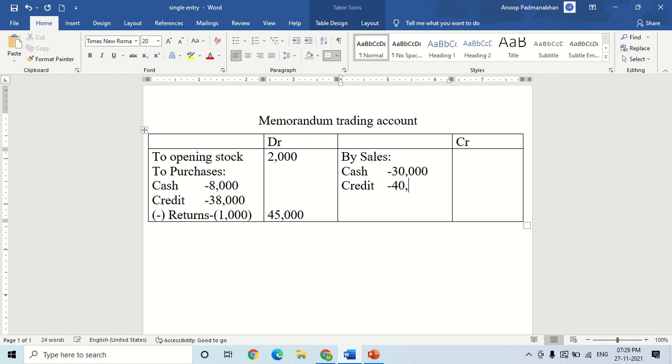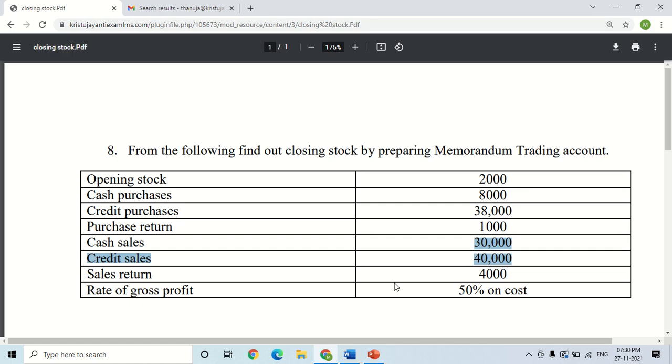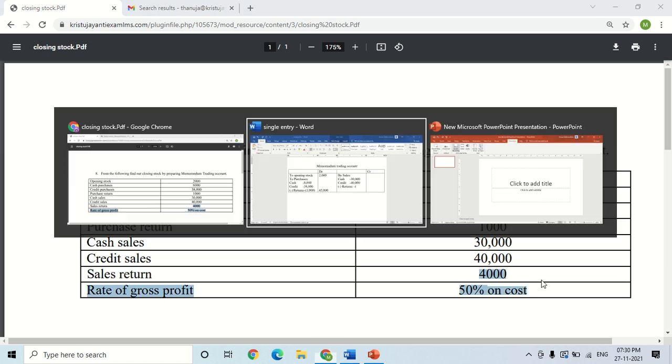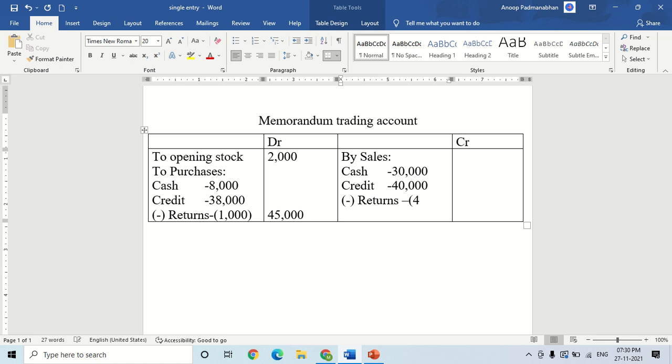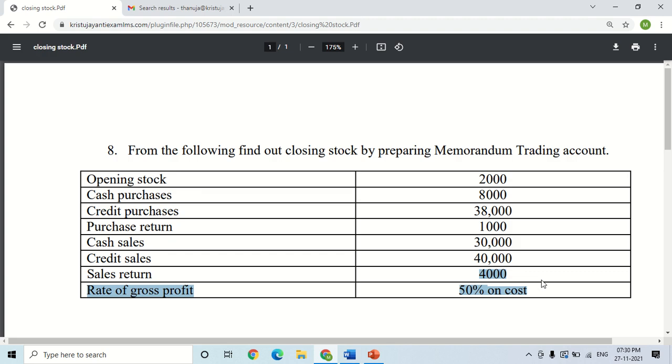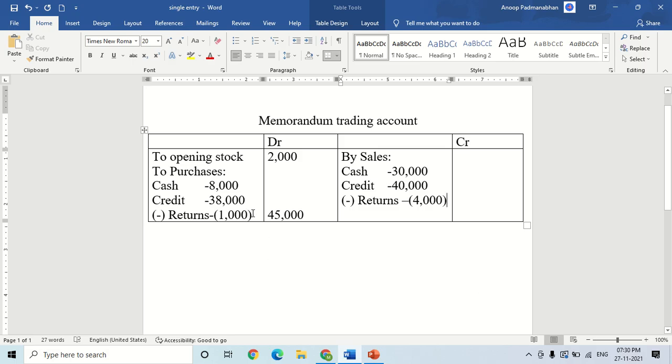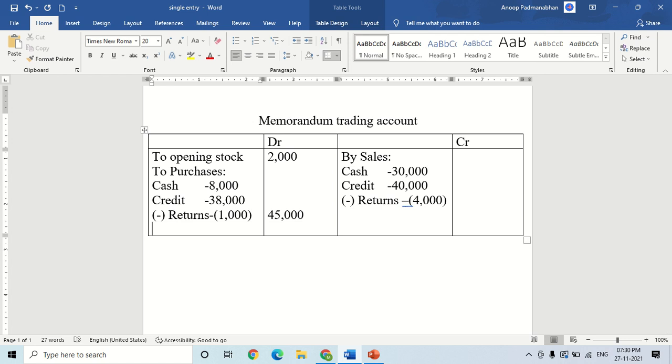Same as with purchases, in the question they have also given sales returns. Returns will also reduce your sales value, so we are going to deduct it. Looking at the question, the sales returns value is given as 4,000 rupees. So we will deduct 4,000 rupees from the sales value. We also have a rate of gross profit at 50% on cost. Profit will come on the debit side and loss will come on the credit side.